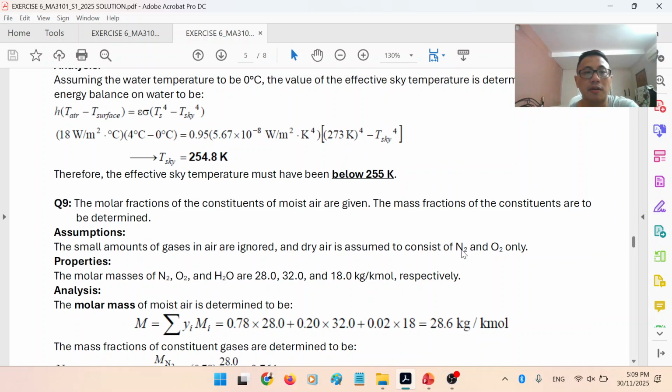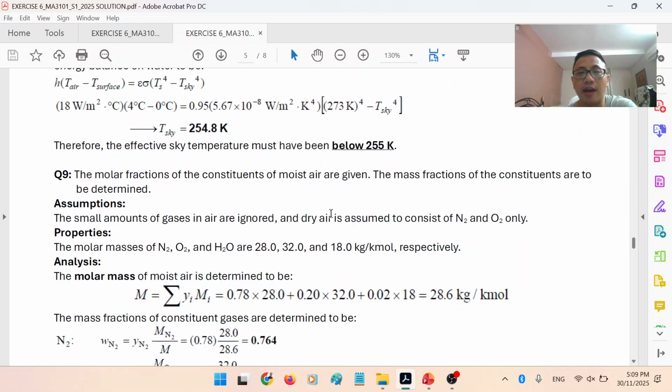Okay, so the mole fractions of the constituents of the moist air are given. So the mass fractions of the constituents are to be determined. This is the problem statement. So the purpose of the calculation is to find the mass fraction from the molar fraction given in the question. The small amounts of gases in the air are ignored. The dry air is assumed to consist of nitrogen and oxygen only.